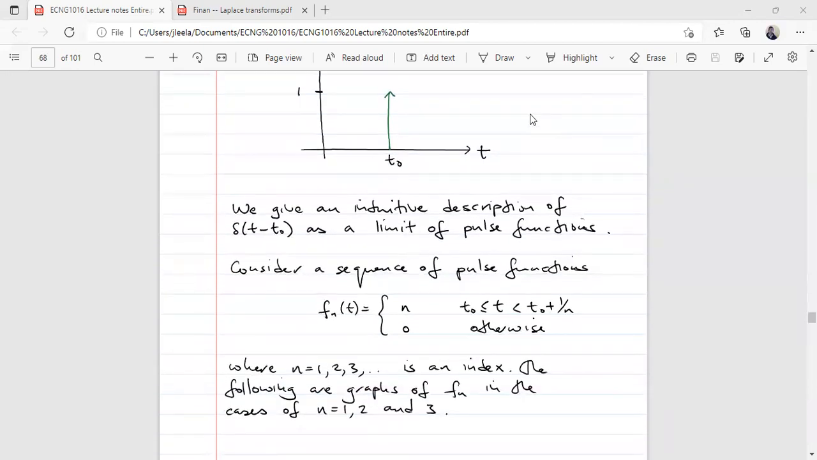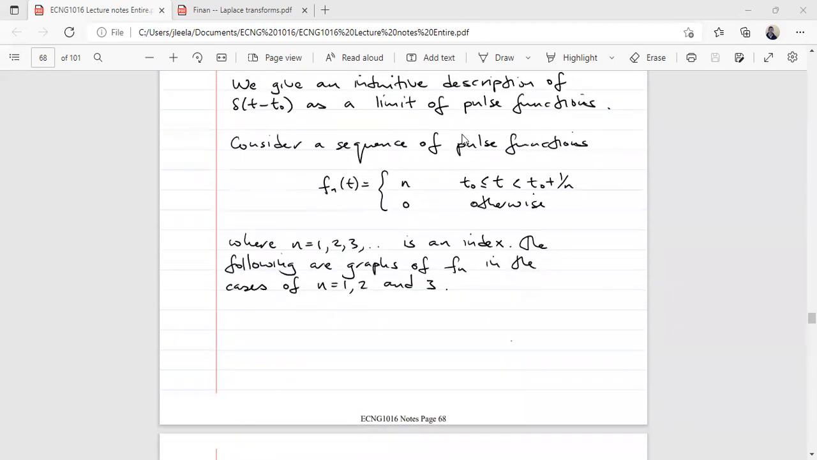We give an intuitive description of the Dirac delta function as a limit of pulse functions. Consider a sequence of pulse functions. You notice here you define this in a piecewise manner, f_n(t), where n indexes the functions in the sequence. It's defined to be n when t is between t naught and t naught plus 1 over n, and 0 otherwise.